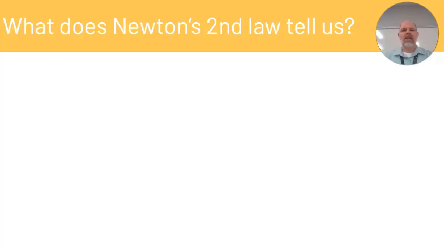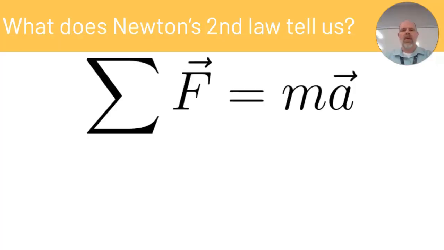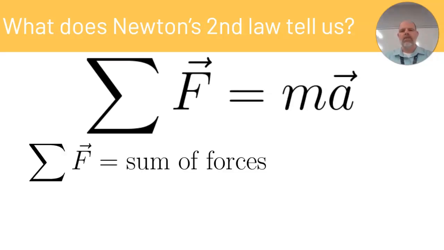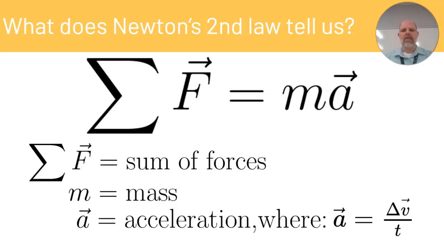Okay, so what does Newton's second law tell us? Here we have the equation version of Newton's second law. We have sigma F, which is the sum of forces. We've seen this before. M is equal to mass, and A is the acceleration, where acceleration is equal to the change of velocity over time.